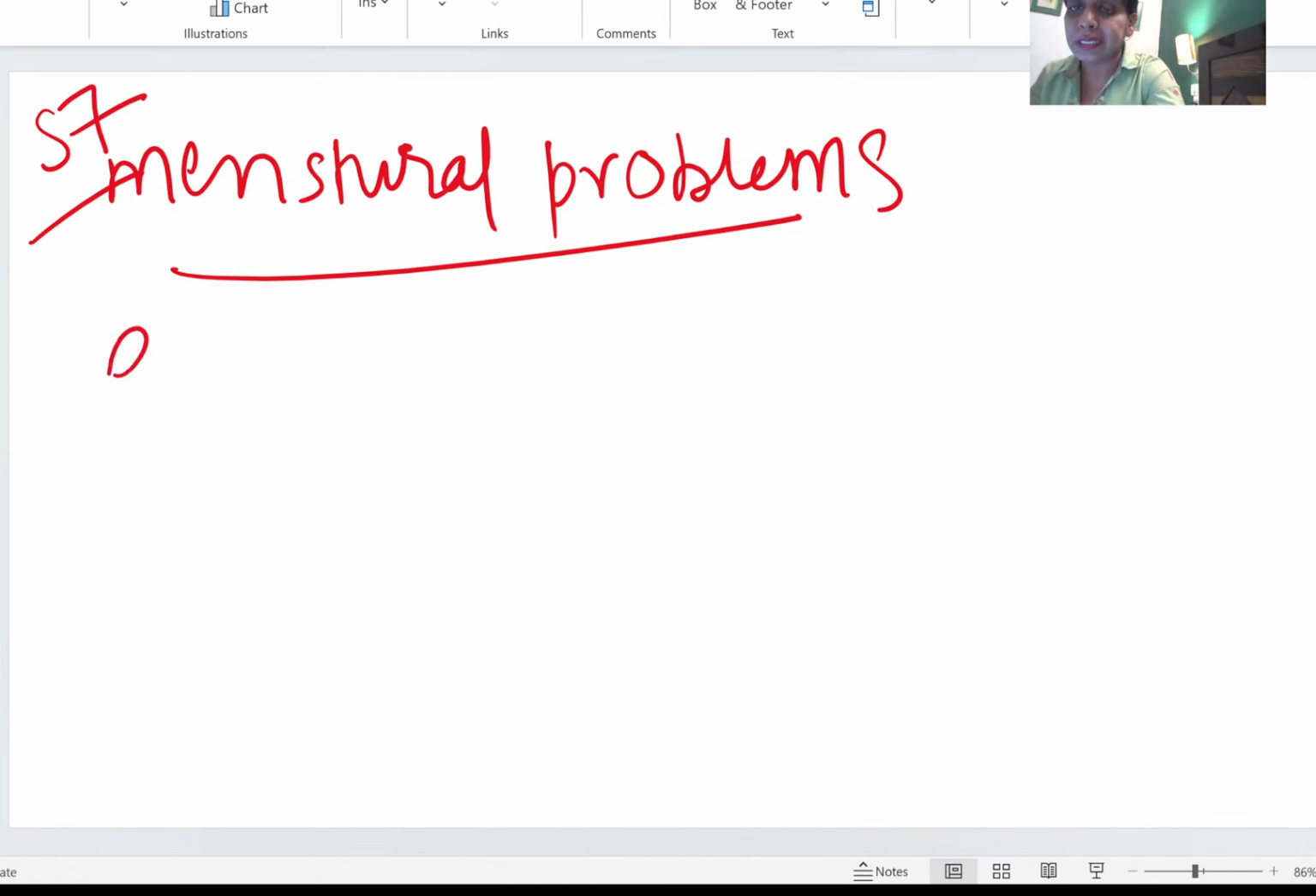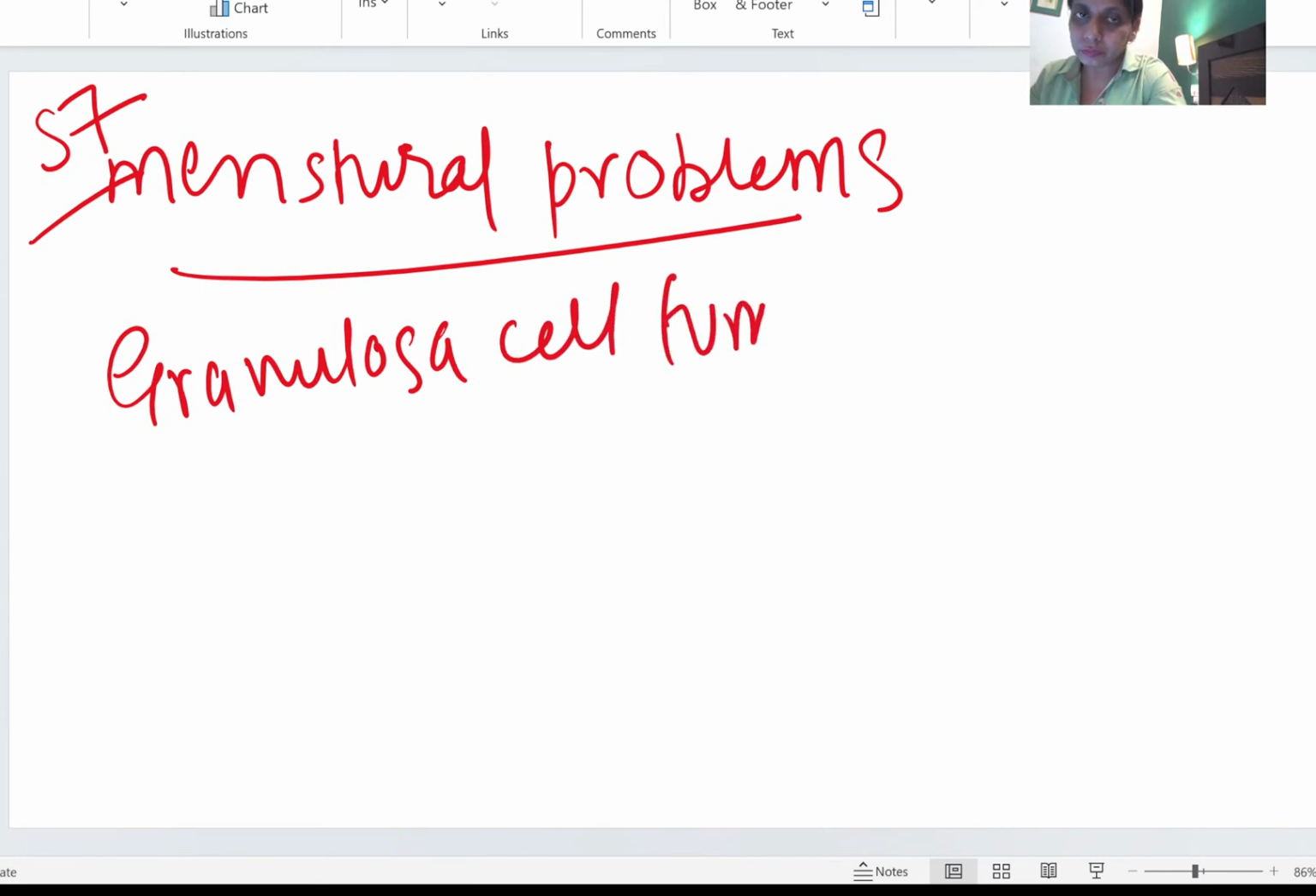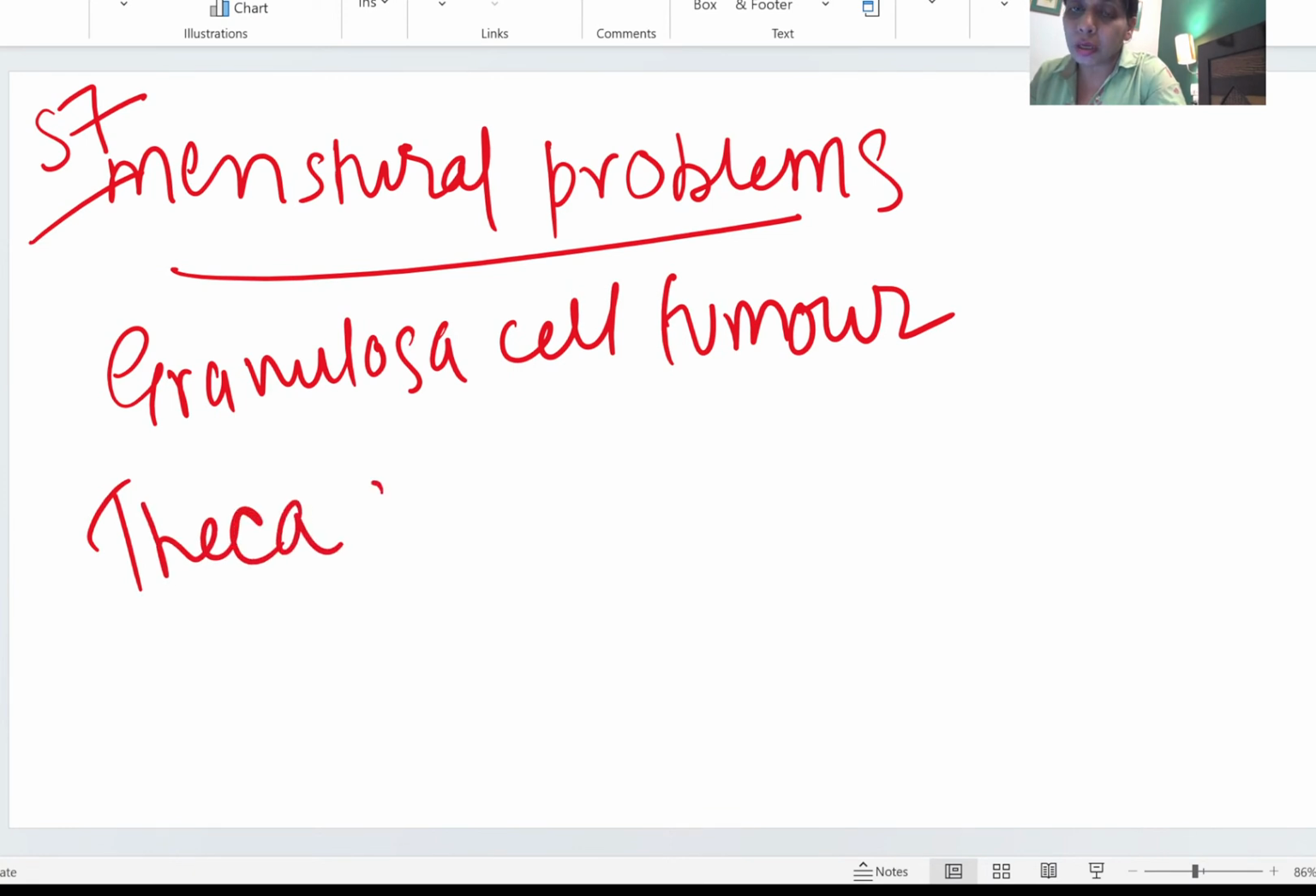And what are follicular cell tumors? Granulosa cell tumor and theca cell tumor, because you know that granulosa cells and theca cells collectively make estrogen. Okay, and when a granulosa cell tumor or theca cell tumor is there, then more estrogen will be formed, leading to more endometrial proliferation. Okay, is it clear? Ramya, please type yes if it is clear.